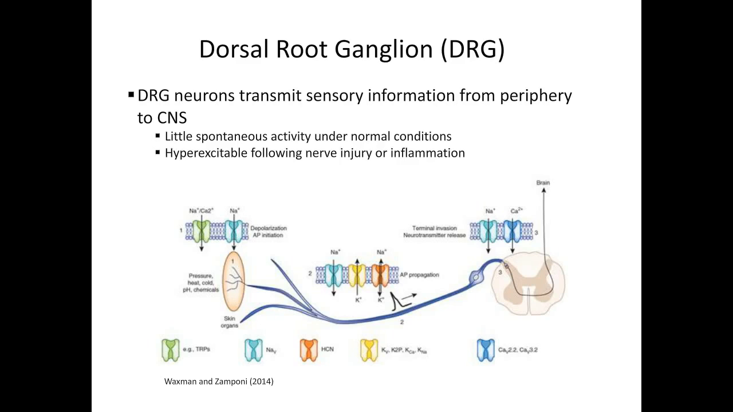These DRG neurons exhibit little spontaneous activity under normal conditions. However, following nerve injury or inflammation, we start to see hyperexcitability or ectopic spontaneous discharges, which can be transmitted to the spinal cord and the brain, signaling pain when pain isn't present, and this can underlie certain neuropathic states. So our goal here was, using the MEA system, to create spontaneously active or hyperactive dorsal root ganglion in a dish, so we can look at different targets within these DRG neurons and see how well certain compounds inhibit this spontaneous activity.